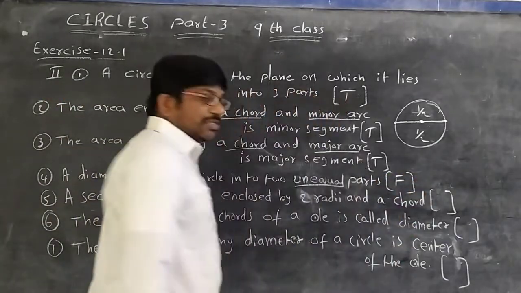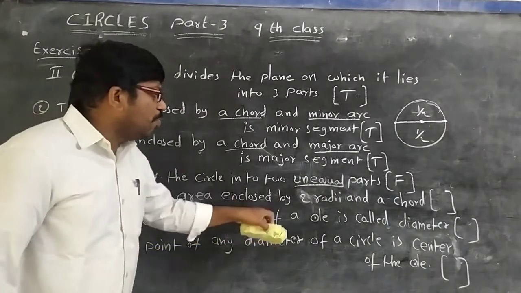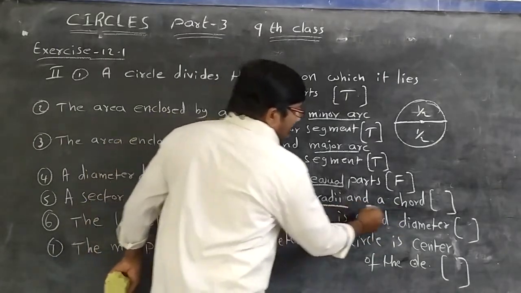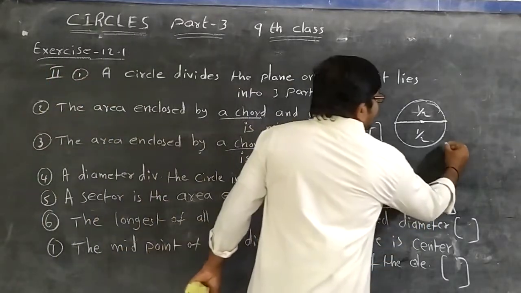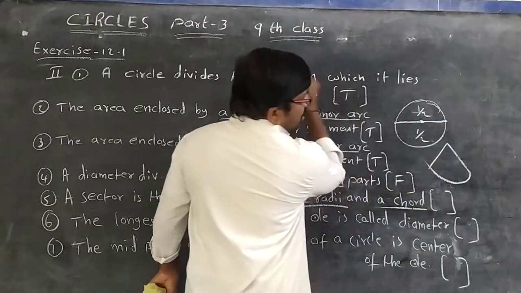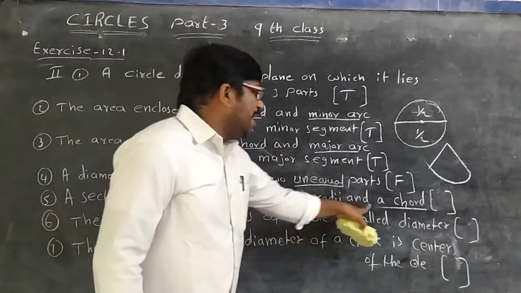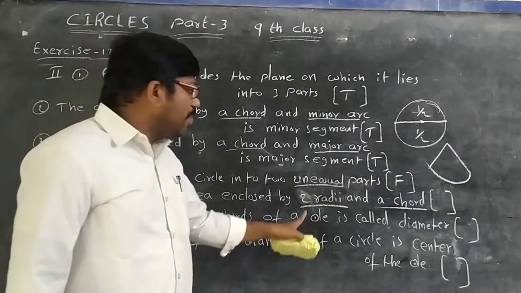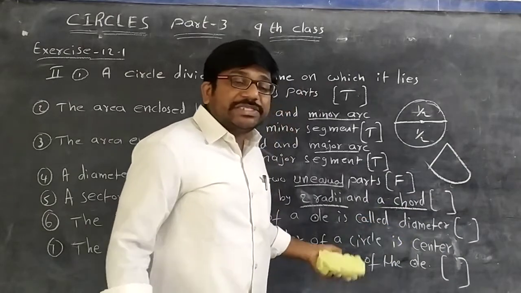F, right? Next, a sector is the area enclosed by 2 radii and a chord. Observe carefully, 2 radii and a chord. We know very well the definition of a sector. A sector is a region enclosed by 2 radii and an arc, right? An arc, not a chord. But in this statement, it says 2 radii and a chord. So it is a false statement.